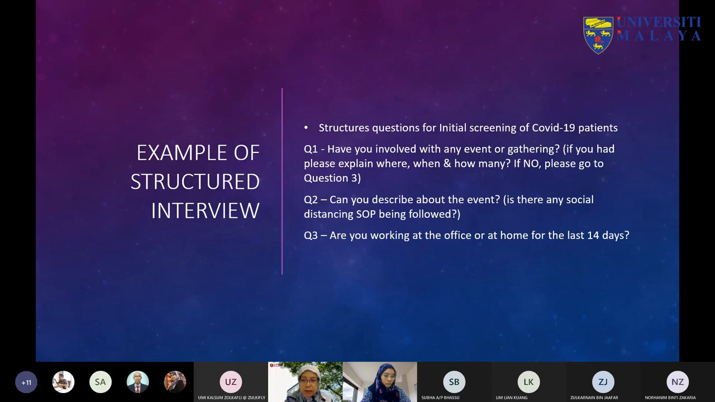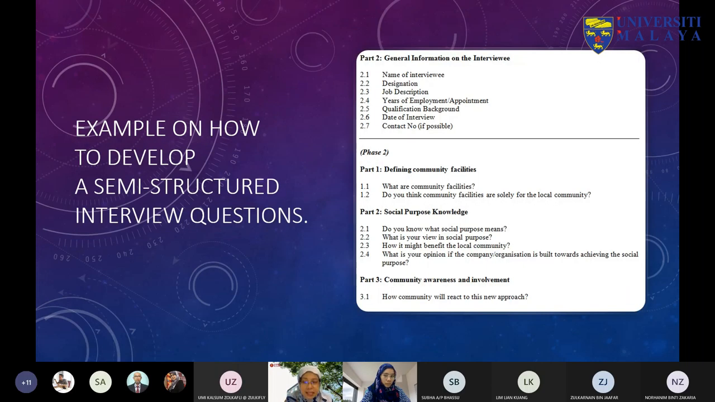So this is structured. So maybe first is this section, potential contact of getting COVID under the category of first contact of COVID-19, for example. What I mean is structured or semi-structured, they have a category of question. They have sub-questions under that particular main category. Same goes with survey questionnaire.